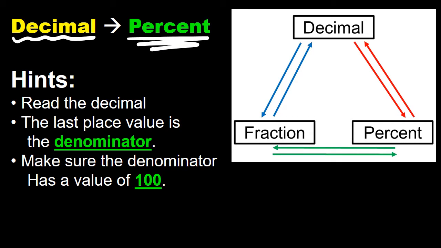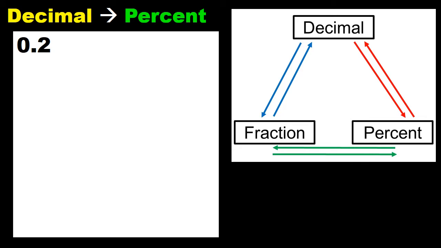And so for this one, we're going to take a decimal and make it into the percent format. And so we have hints here: we're going to read the decimal, and then the last place value is going to be the denominator. And then we have to create an equivalent fraction with a denominator that has a value of 100. So let's take a look at these examples here.